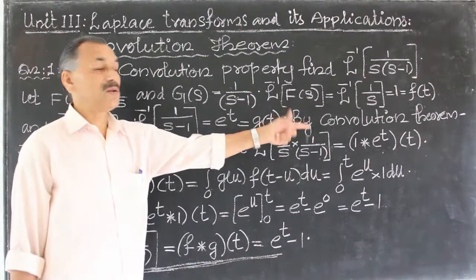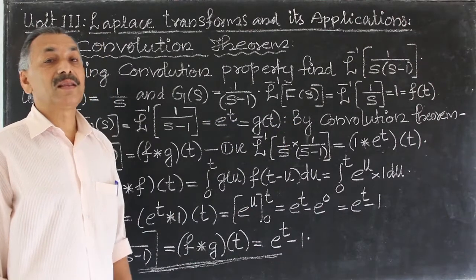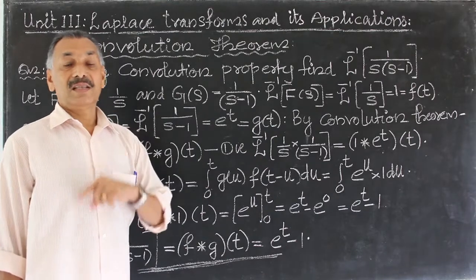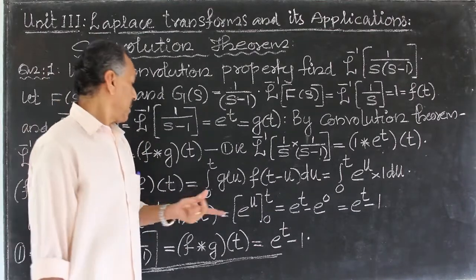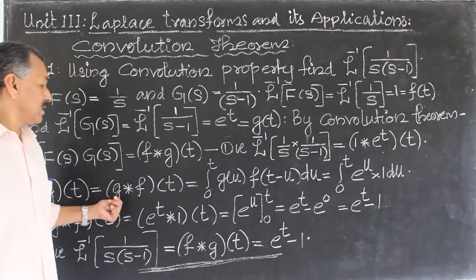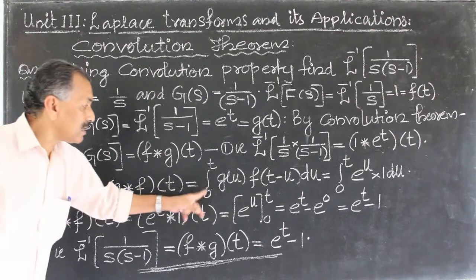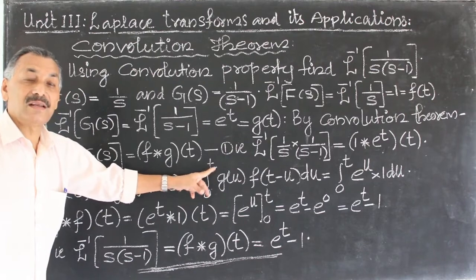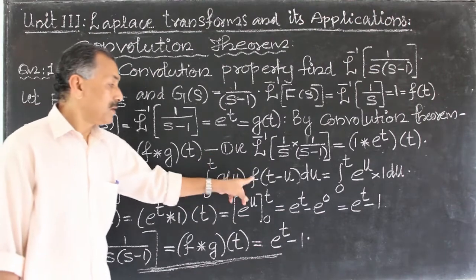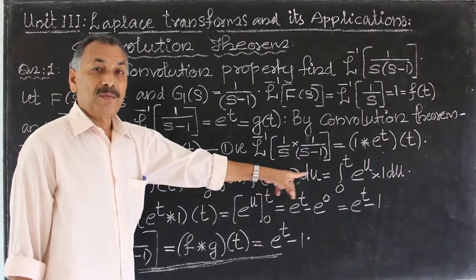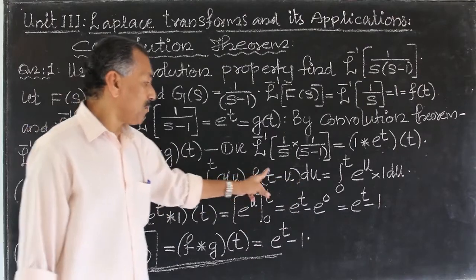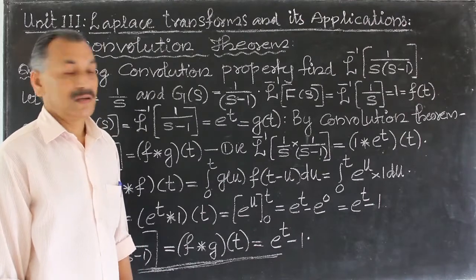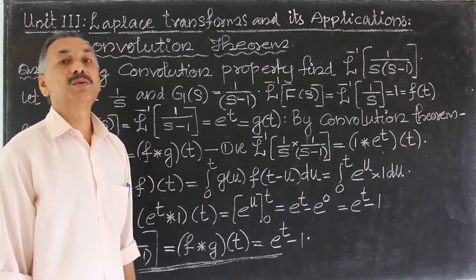Then f star g of t is equal to g star f of t, which is equal to the integral from 0 to t of f of u into g of t minus u du. Remember, g star f of t is the integral of g of u into f of t minus u du.